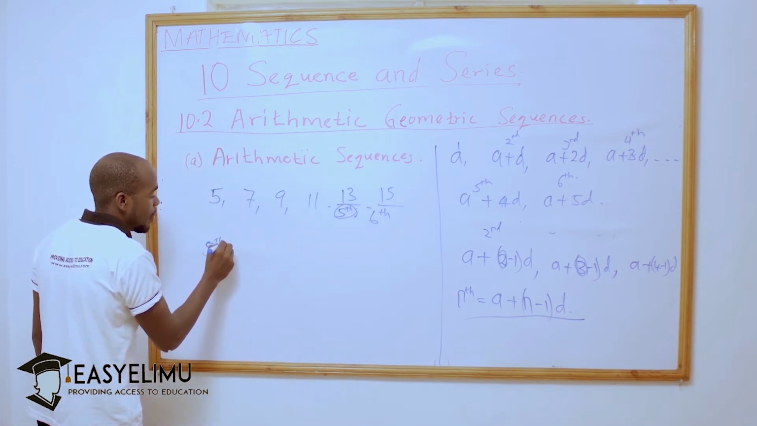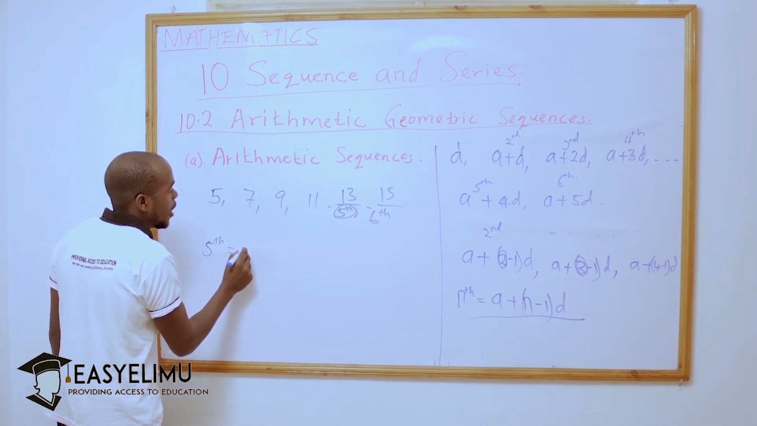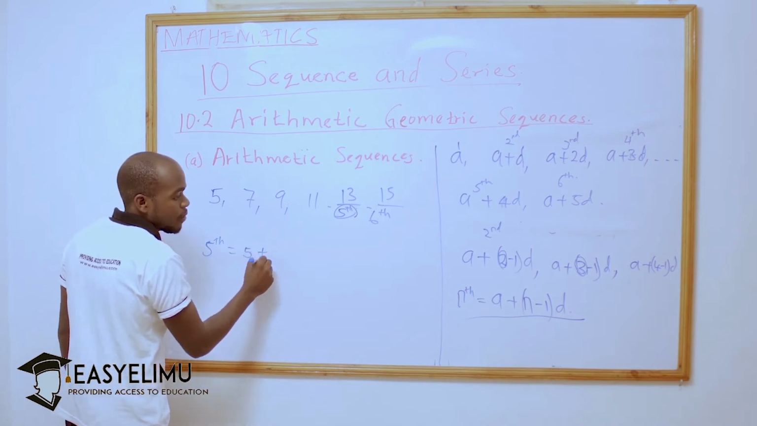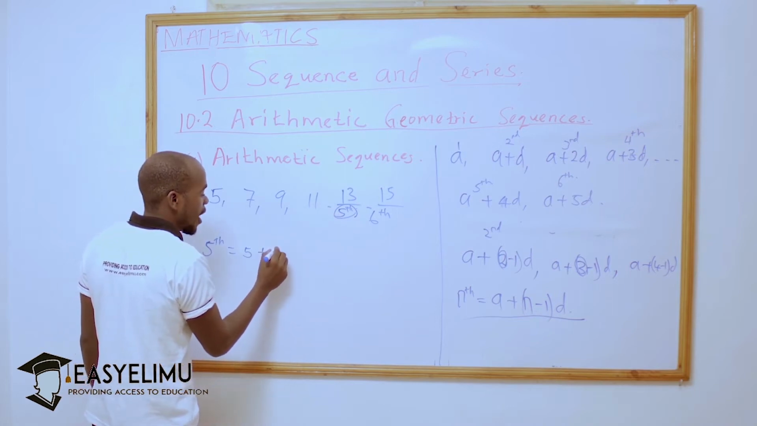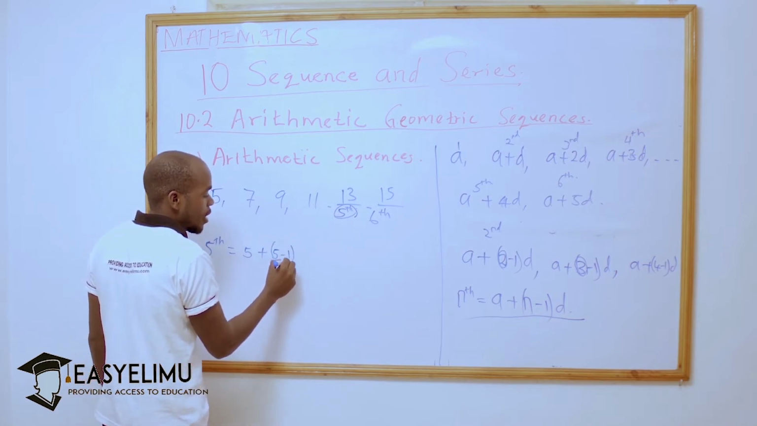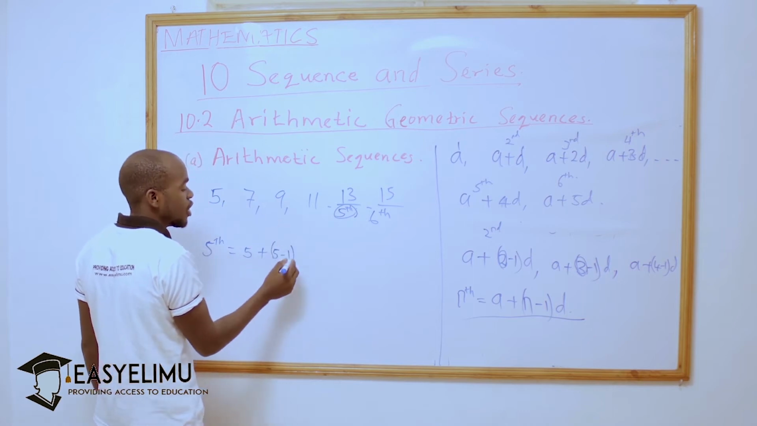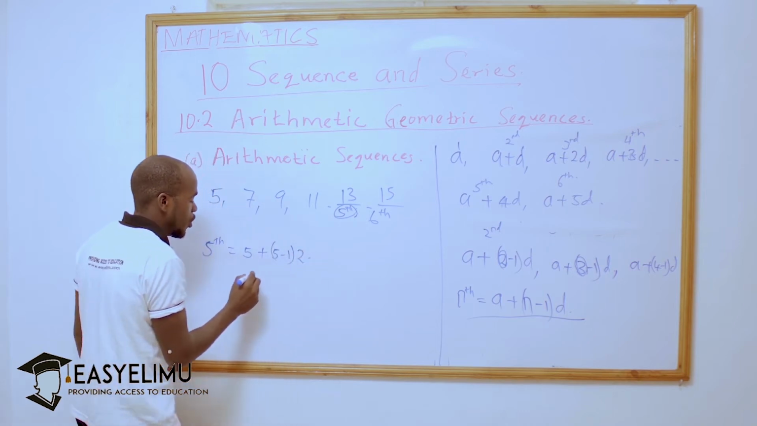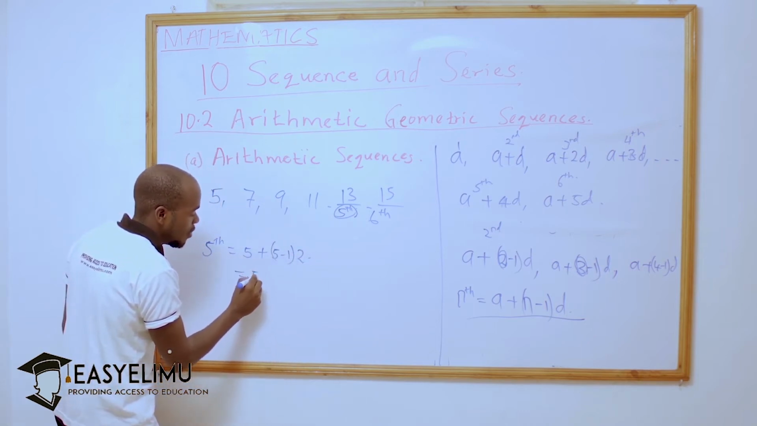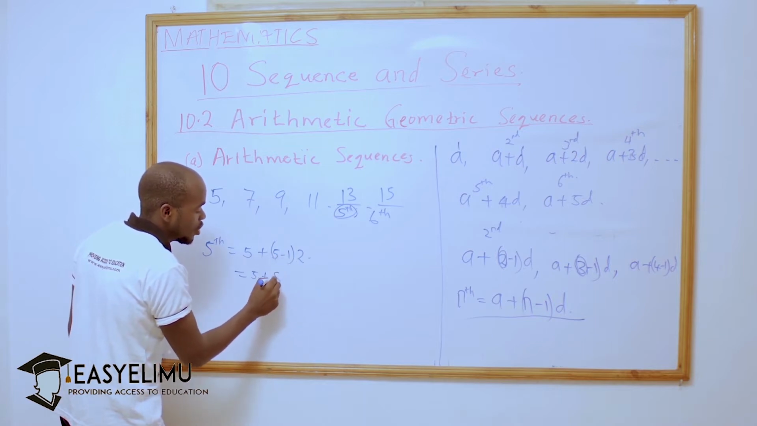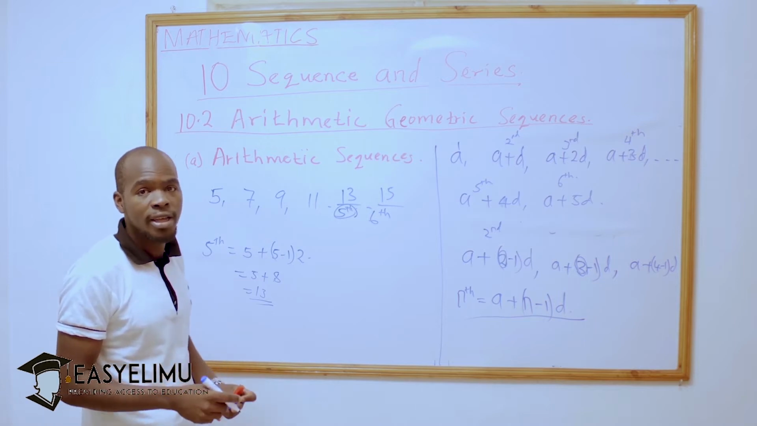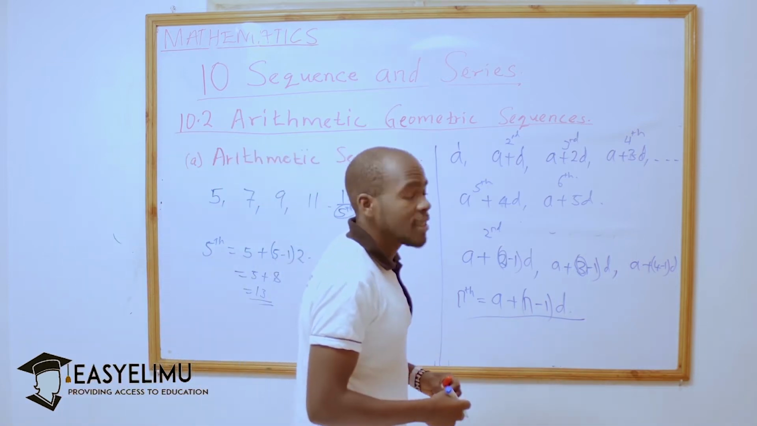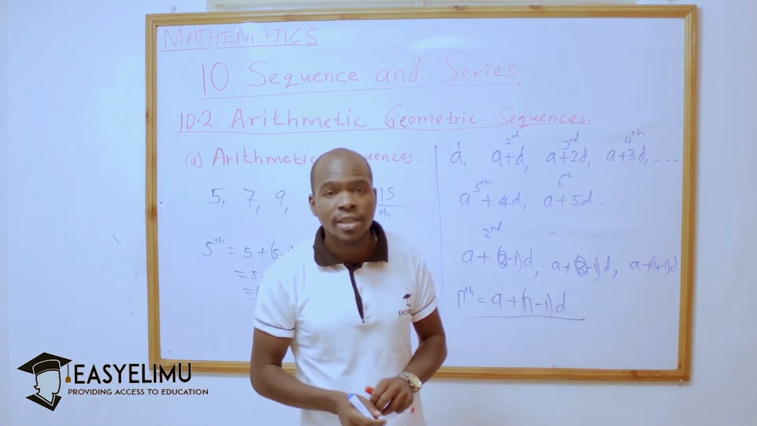For our case here, if we just want to find the fifth term, the fifth term will be equal to a, which is 5, plus n, and here we want the fifth, so it will be 5 minus 1, multiplied by the common difference we got. The common difference was 2. So if you do that, it will be 5 plus 8, and that is 13. That's the easiest way of finding the next term in an arithmetic sequence.